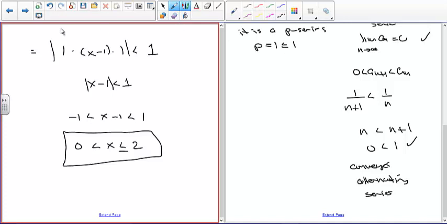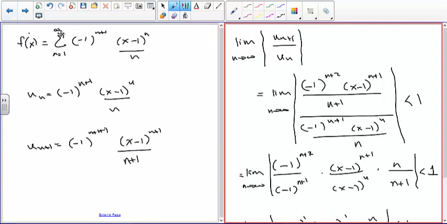And I'm not giving away a lot because that just happens a lot. Anytime your initial series is an alternating series like this, a lot of times you do end up with one side converging and the other side not converging.